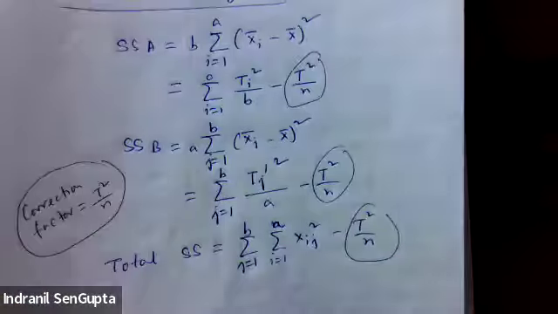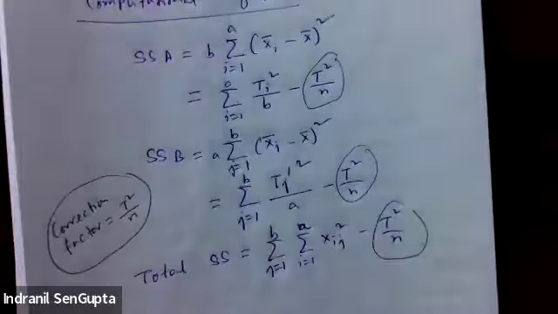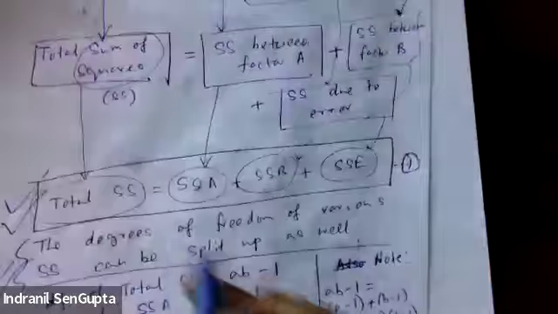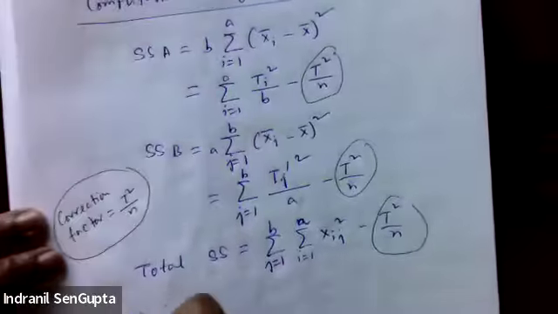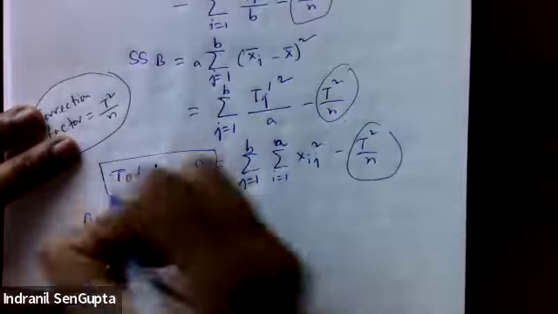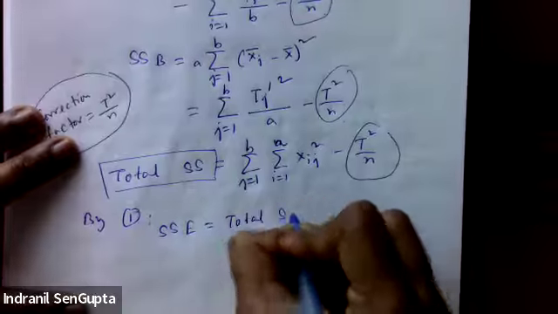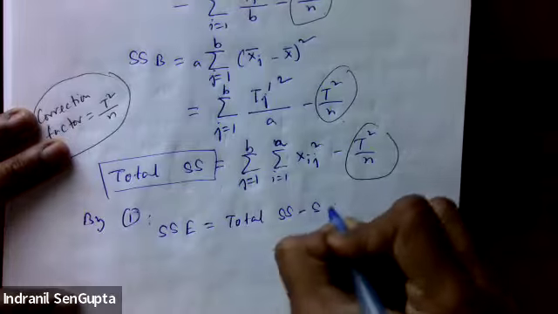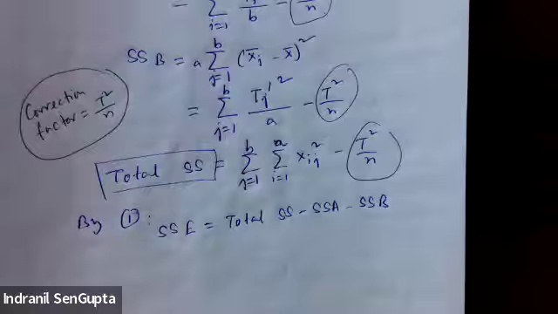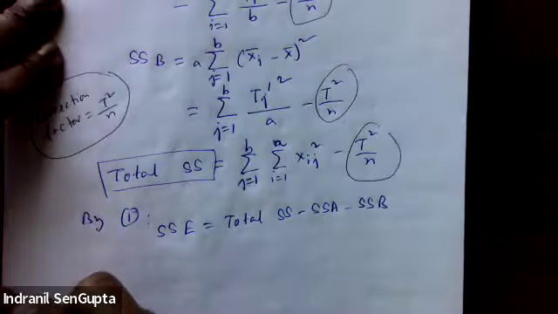And by the way, from this relation, what we already mentioned, let's call it relation 1. By 1, therefore, we can write the SSE equals total SS minus SSA minus SSB. Okay. That's it. So this is the procedure for calculation.